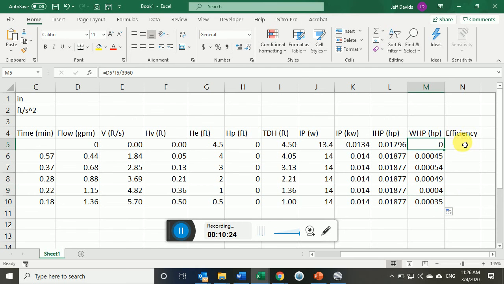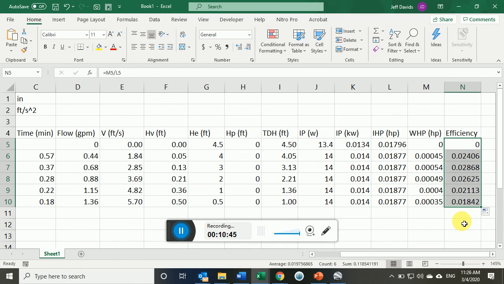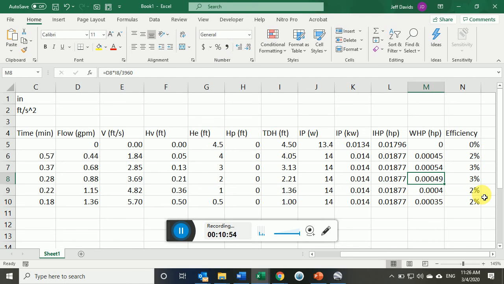Very low horsepowers, of course. And the moment of truth, my efficiency. What is my efficiency? Remember, efficiency is always what I get out over what I had to put in. So what am I getting out here? It's the water horsepower. What did I put in? That input horsepower. So it's the water horsepower divided by the input horsepower. Okay. All right. Can we make these percentages here? Wow. That's pretty terrible.